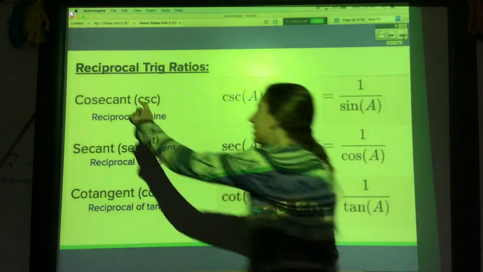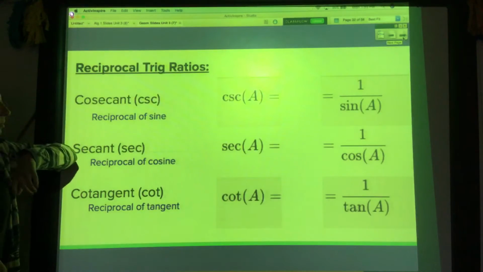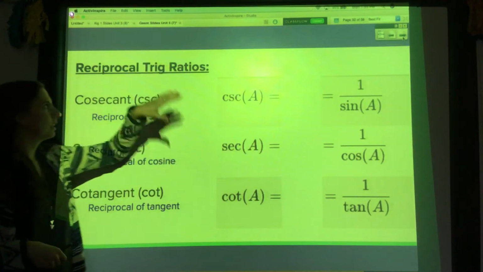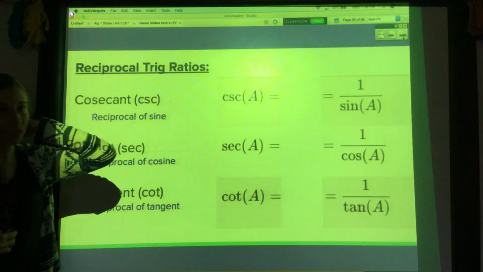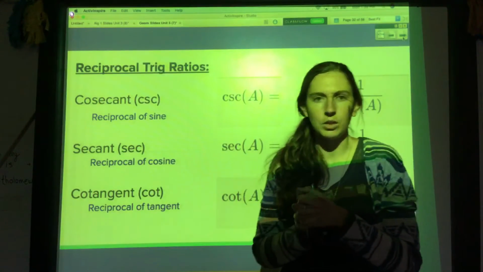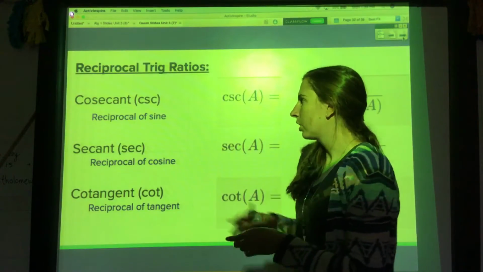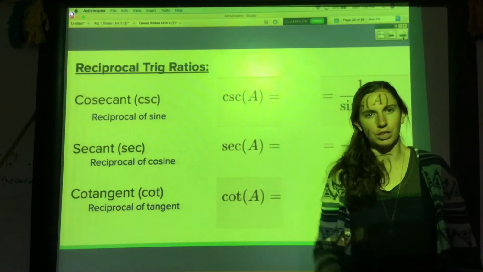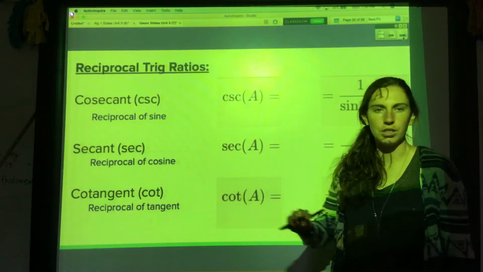So we call these reciprocal trig ratios because you literally take sine, cosine, and tangent and you flip the fraction. That's what a reciprocal is. These are different from the inverses. These are not inverses. They don't undo each other. Like cosecant does not undo sine. It's just the flipped version of sine. The inverses are something else entirely.